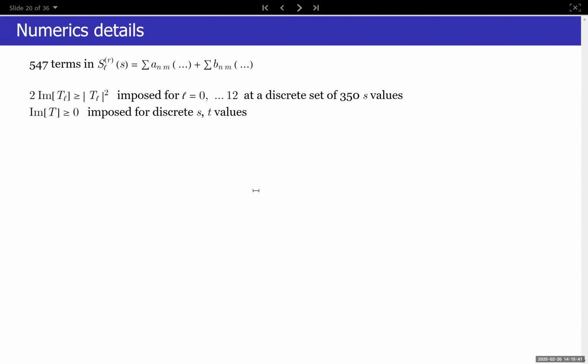But to compensate for that, we impose linear unitarity, so the imaginary part of T should be positive. This is imposed for different discrete S and T values. If we don't impose this one, then in principle we should include all the spins. So this linear unitarity turns out to be quite important. We should not miss it.